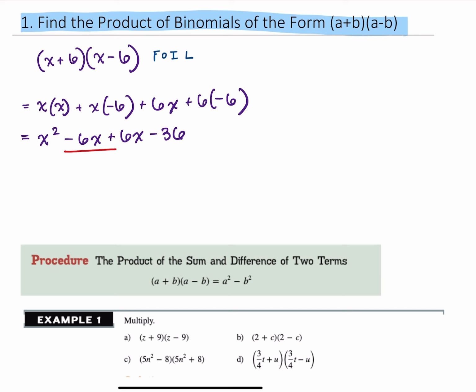Notice these two inner terms will cancel out. We have one that's positive and one that's negative. So that will give us x squared minus 36. So notice our two terms that we were working with were x and 6. We could easily write this as x squared, and then we got the 36 by squaring the 6. So x squared minus 6 squared.